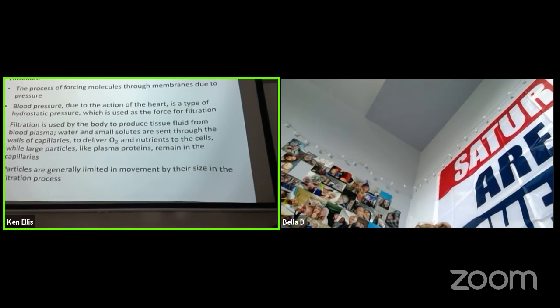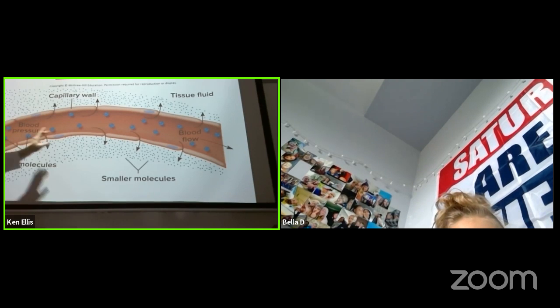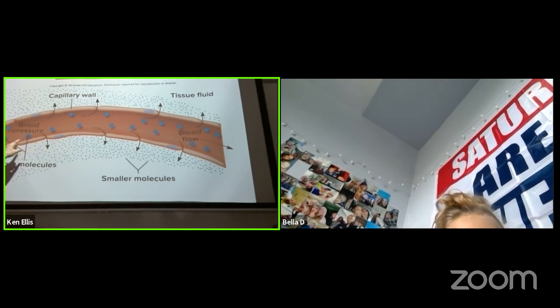Water and small solutes are sent through the walls of capillary to deliver O2 and nutrients to the cell, while large particles like plasma proteins remain in the capillary. Now, look at this picture here. Wasn't that good? Did you guys like that one? I did too. If you look here, blood's going this way. And so as a result, we find there's a lot of blood pressure over here and less as we get farther from the heart.